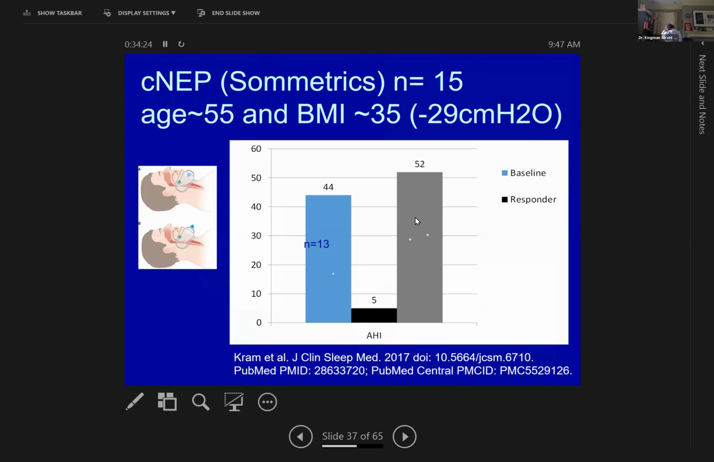CNAP in the trials: age 55, BMI about 35, and it's negative pressure of 29 centimeters of water outside.